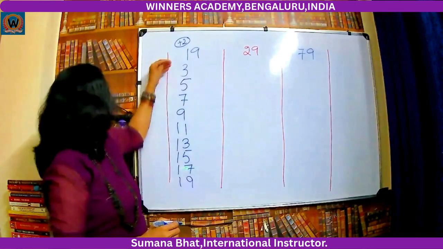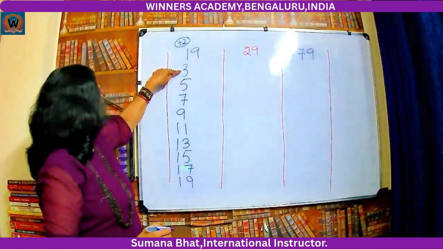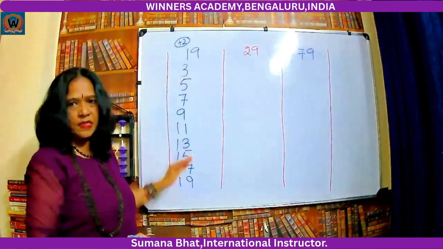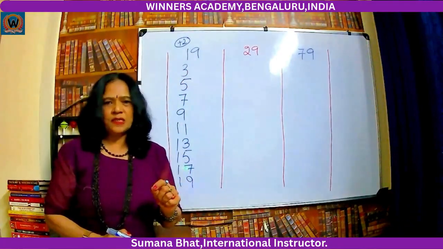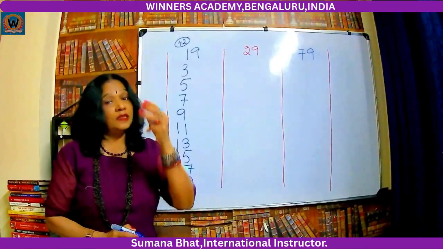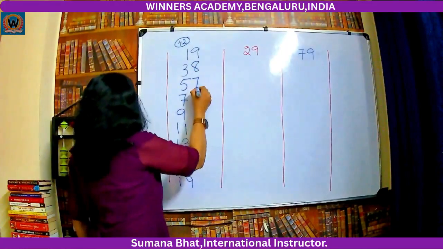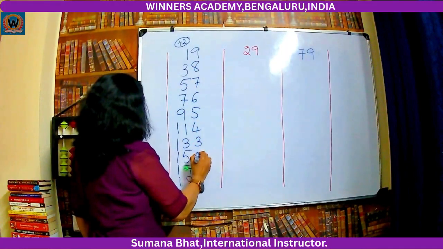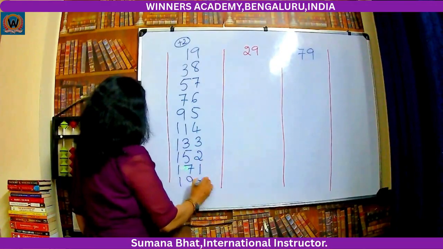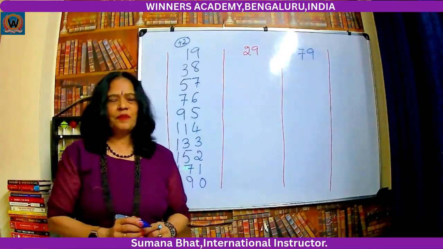What have we done? Added 2 for each step. 1 plus 2, 3. 3 plus 2, 5. 5 plus 2. Okay, each step we have added 2. Now what to do for the units place? Write the numbers in descending order: 9, 8, 7, 6, 5, 4, 3, 2, 1, 0. Now your 19 table is ready.